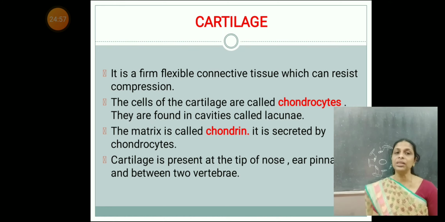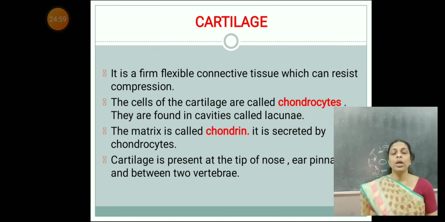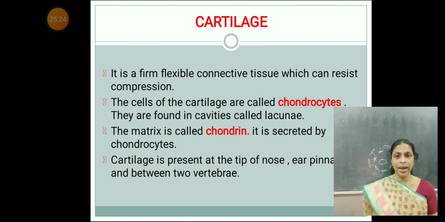So today we have discussed the connective tissues. We have not completed connective tissues. We have discussed two main types of connective tissues: loose connective tissue and dense connective tissue. Under loose connective tissue we discussed areolar tissue and adipose tissue. Under dense connective tissue we discussed dense regular and dense irregular. Under dense regular we discussed tendons and ligaments. After that we discussed the skeletal tissue, that is the bone and the cartilage. Hope you all understood.